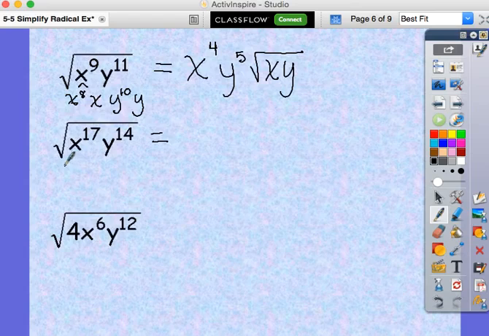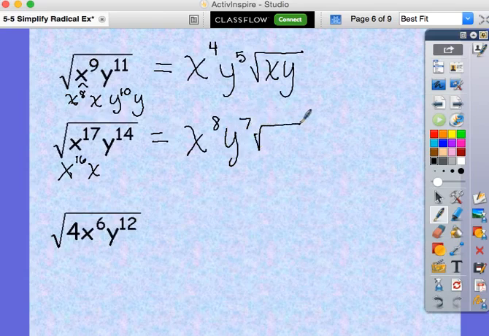Okay, the x to the 17th is going to break down into x to the 16 times x, and then the y to the 14th is going to be good. So x comes out as x to the 8, the y comes out as y to the 7, and what is left inside? X. You guys got this. It just takes a little bit of practice and time.